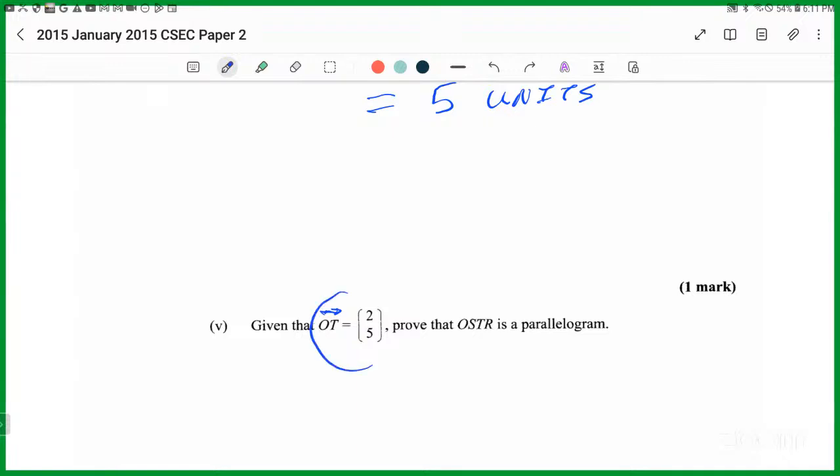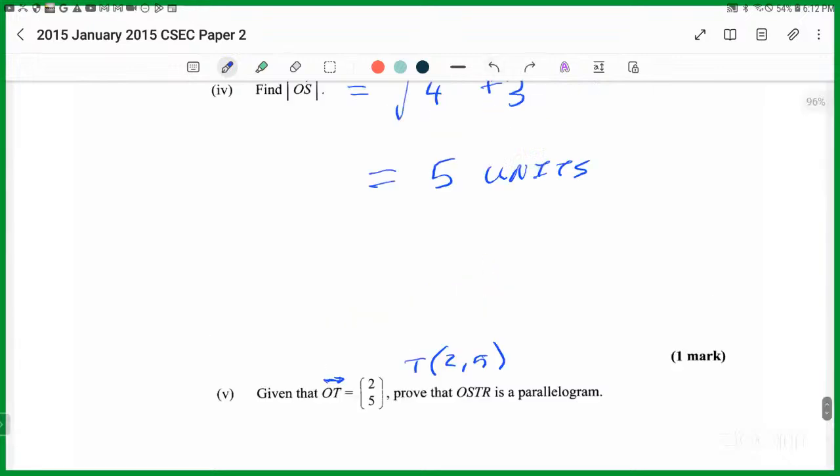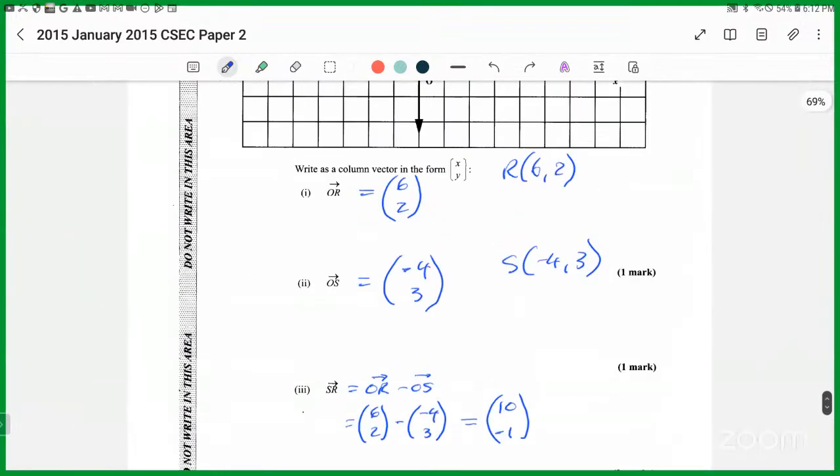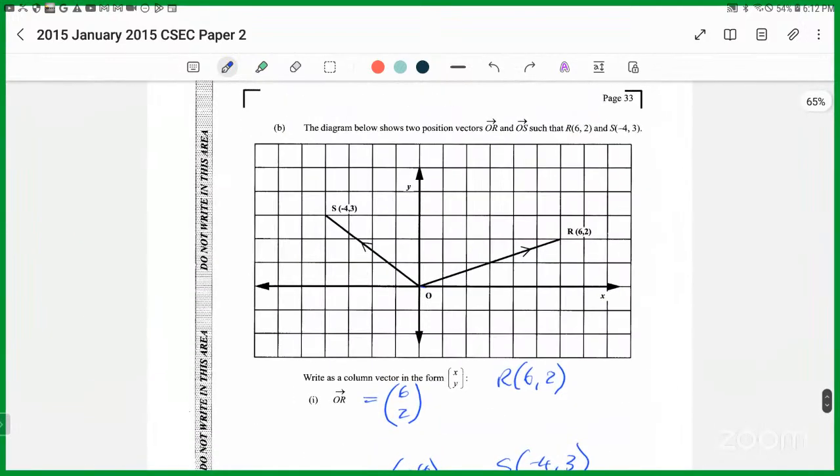Let's put this on the diagram to see it. OT is (2, 5), which means T is the point (2, 5). Let's put it on the diagram so we can see what we're working with: 2, 5, 1, 2, 3, 4, 5, right here. So T will be right here. They want to show that this shape is a parallelogram.